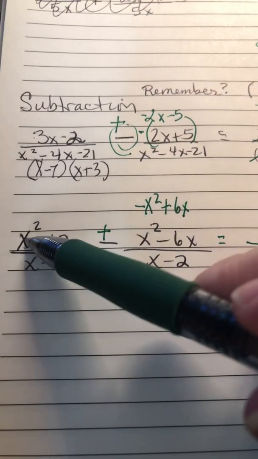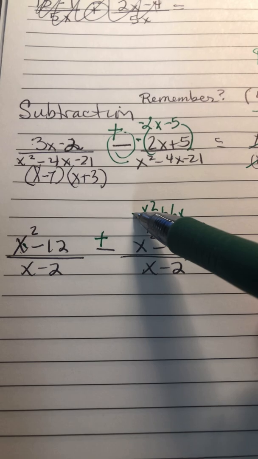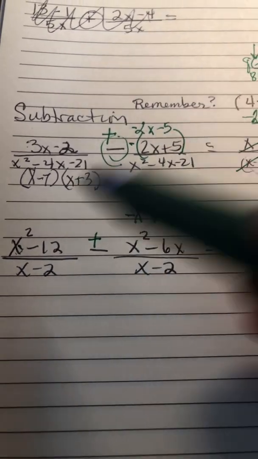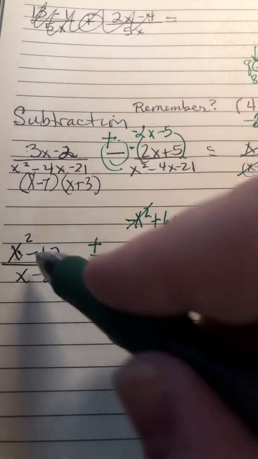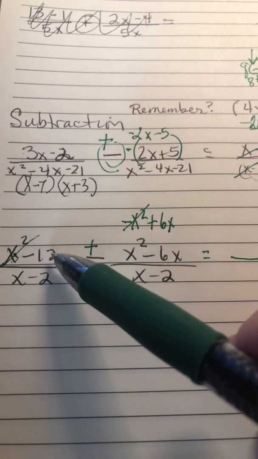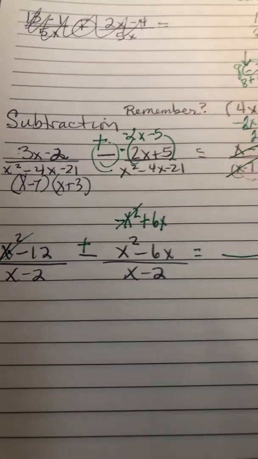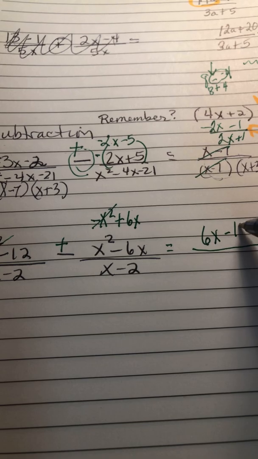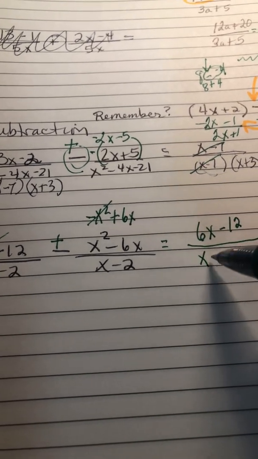On top, we have x squared minus x squared, because it's x squared plus a negative x squared. That actually made the x squareds cancel out. That becomes 0. So now what we have is negative 12 plus 6x, which those are not like terms. So we're just going to write it as a positive 6x minus 12. And then the bottom stays the same.